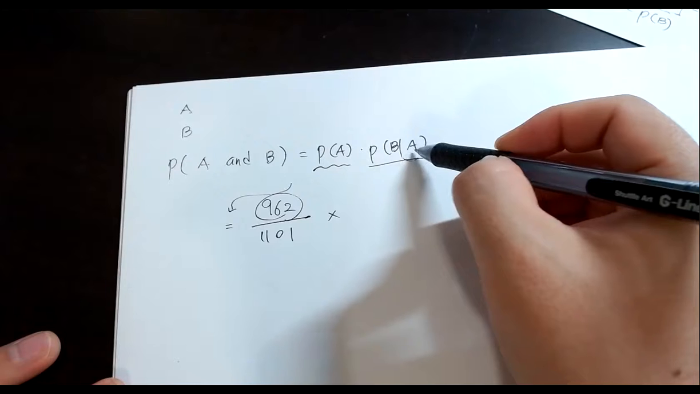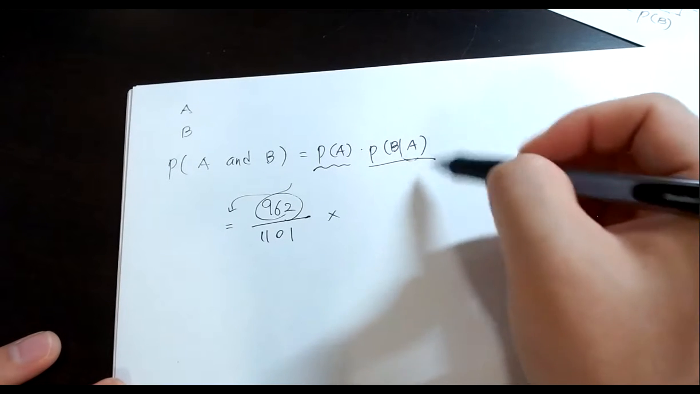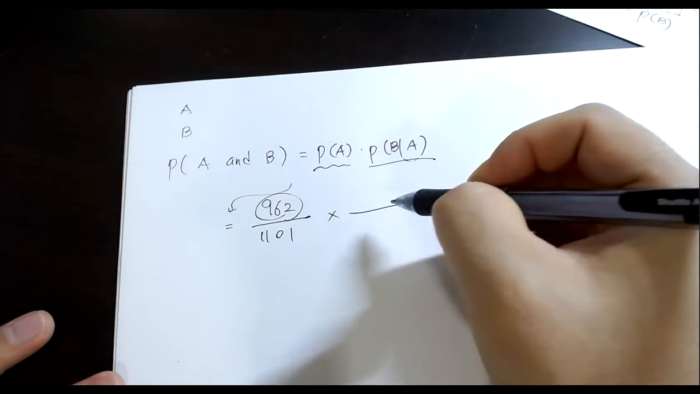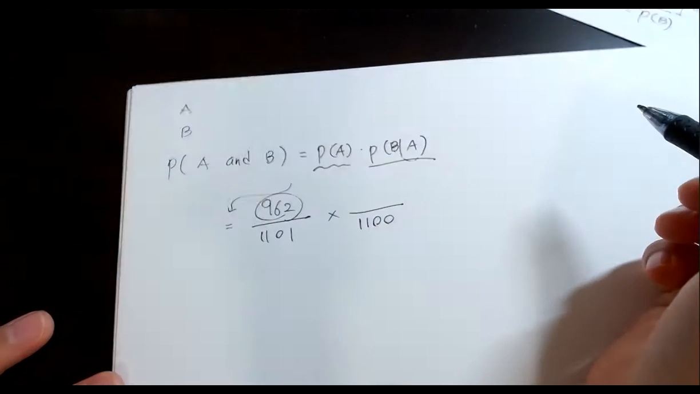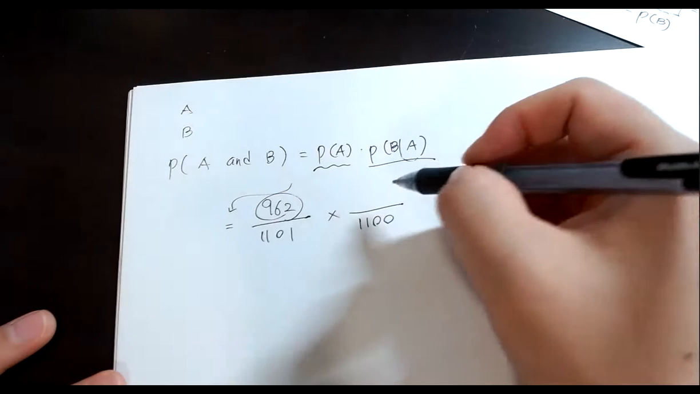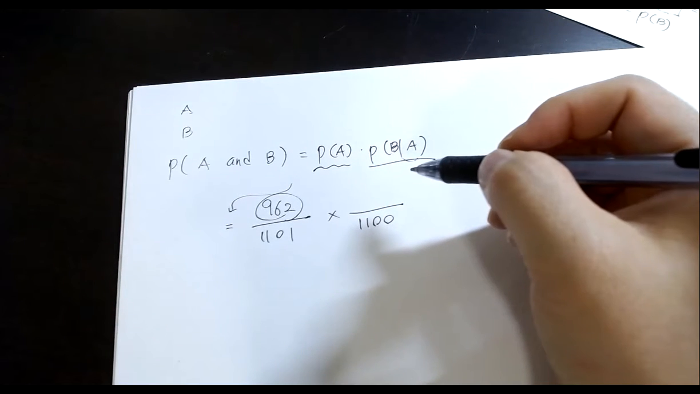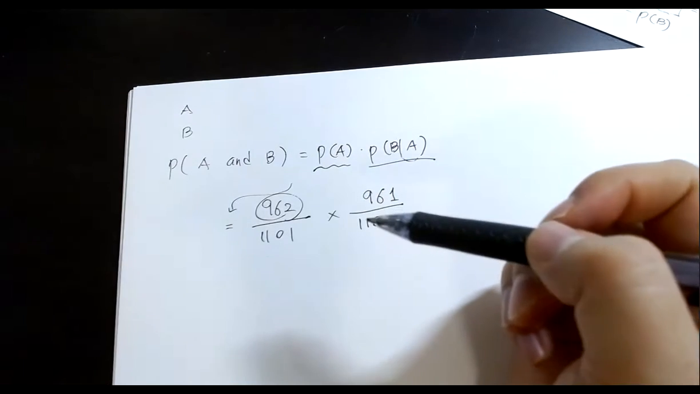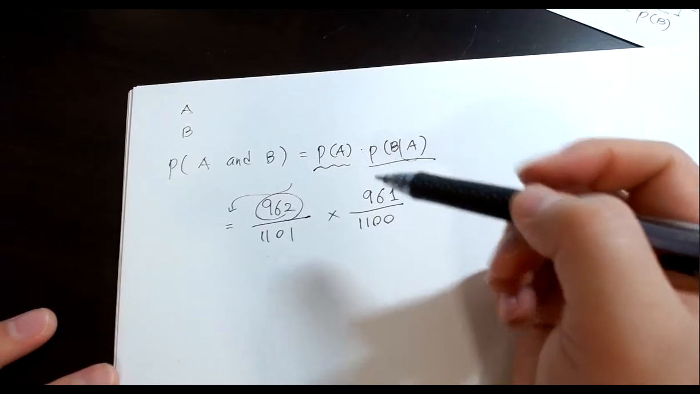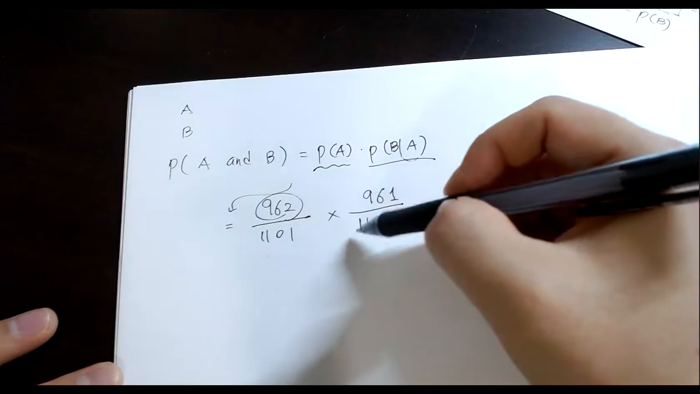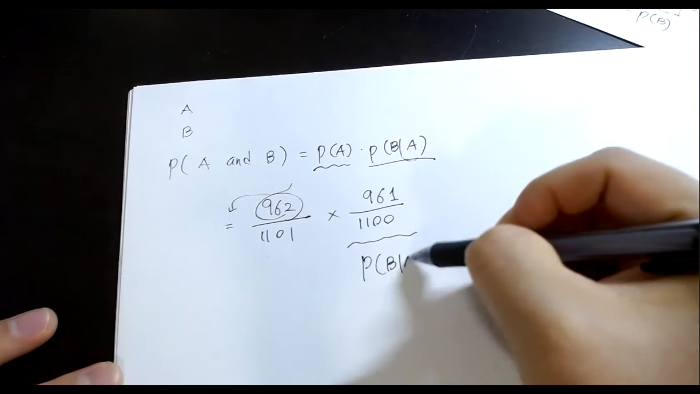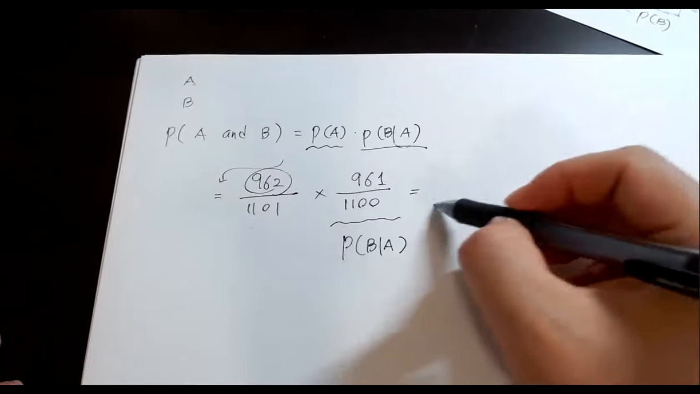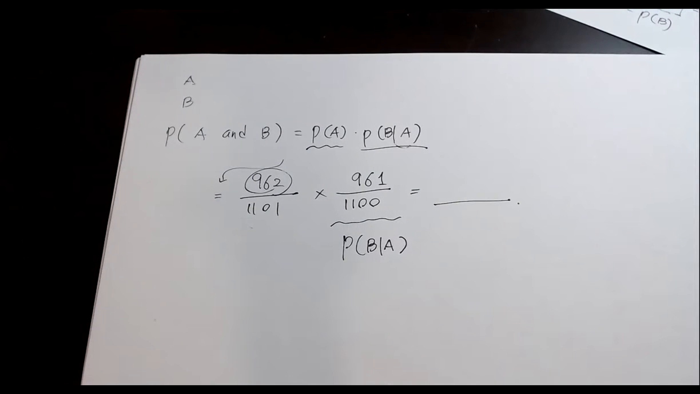And replacement is not allowed. Keep this in mind: since event A has already occurred, one order has already been selected. So the total number of orders is reduced to 1100, and the number of accurate orders is also reduced to 961, because we assume that we already selected one order which is accurate from the sample. So that's the probability P of B given A. Using a calculator, we can figure out the decimal expression and round to 4 decimal places. That's going to be the answer.